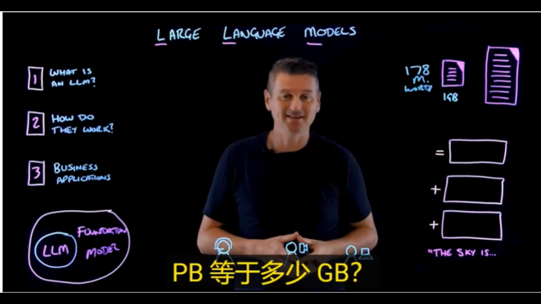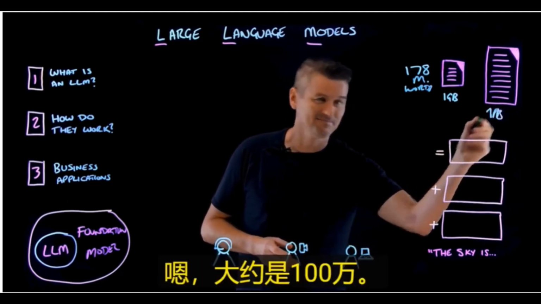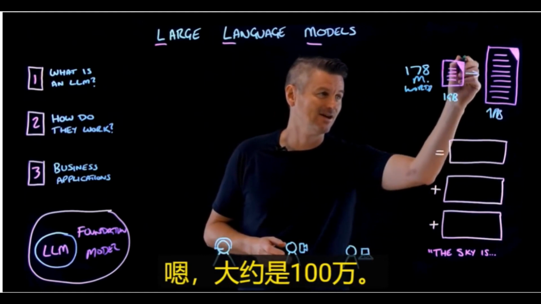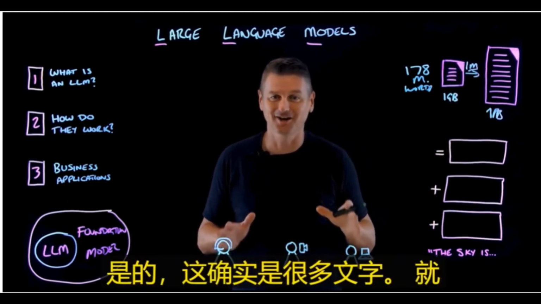And how many gigabytes are in a petabyte? Well, it's about 1 million. Yeah, that's truly a lot of text.